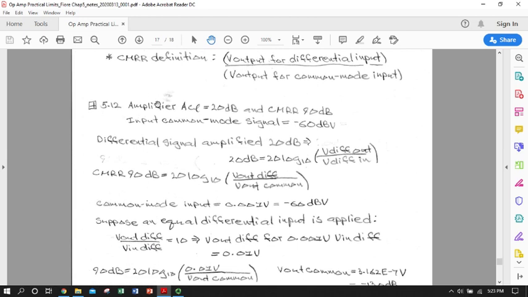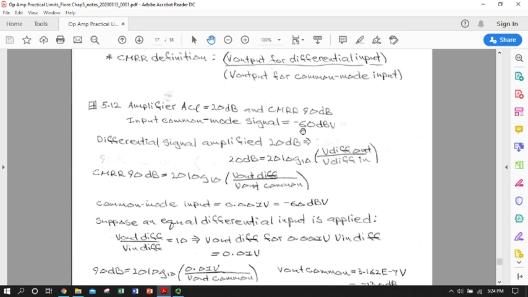So here's an example. Somebody gives us an amplifier that has a closed loop gain of 20 decibels. So this is the amplification of the differential signal. This is the amplification we get for a differential input by definition. It has a common mode rejection ratio of 90 decibels. That's sounding pretty good. That's a big number. And we have a common mode input signal of negative 60 dBV. So that's a voltage value. And we want to know what's the actual output common mode and differential signals.